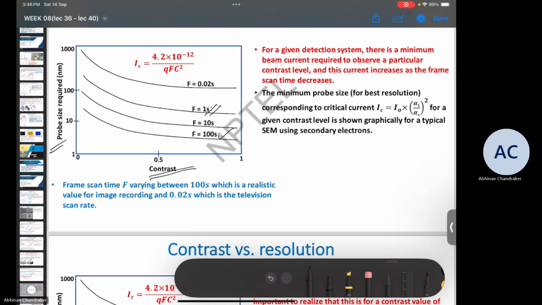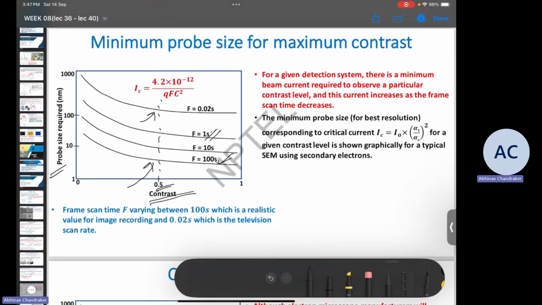And therefore, if we look at lower frame rates for a particular contrast level, let's say 0.5, very low incident current is required for being able to view this contrast level. But if the frame rate is very high, that is, scanning is very fast, then the detector is not getting enough signal to generate a good image, and as a result, more incident electrons will be required to see this same contrast value of 0.5. Also, I hope you all can understand that the minimum probe size is directly connected to the number of electrons that are incident on the specimen. So it is directly proportional to the specimen current, you can say.